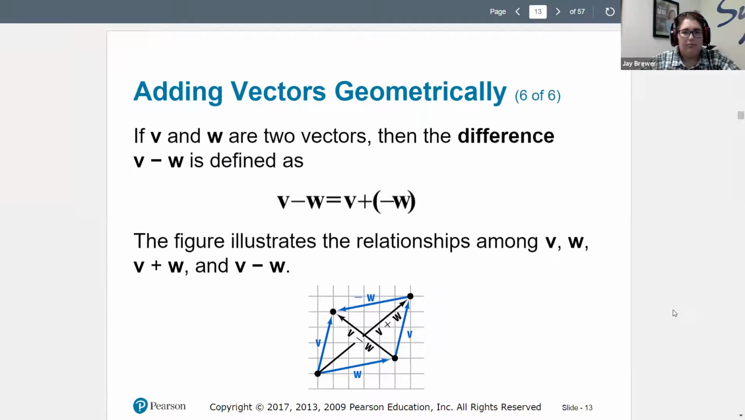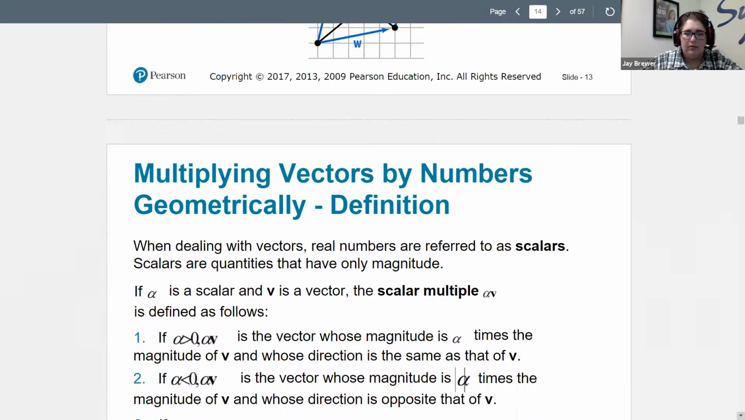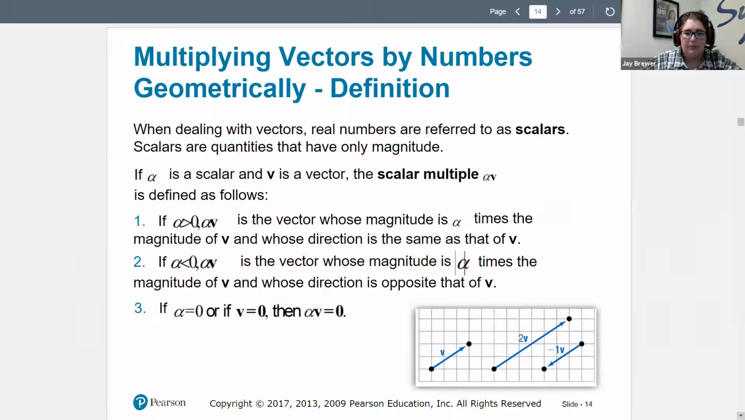If v and w are two vectors, then the difference v minus w is defined as v plus negative w. The figure illustrates the relationship. Again, it's another kite. Any questions on adding? Because that's basically what it is.